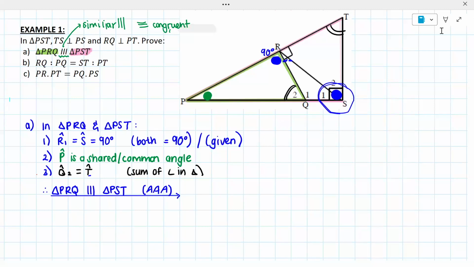Anywho, once you have that, you now have a lot of information. And I just want to discuss what this information actually is. So on the diagram, I've labeled the angles that correspond with each other. That's cool. I'm going to take off the purple and the green for now. I can put it back if we need it back.